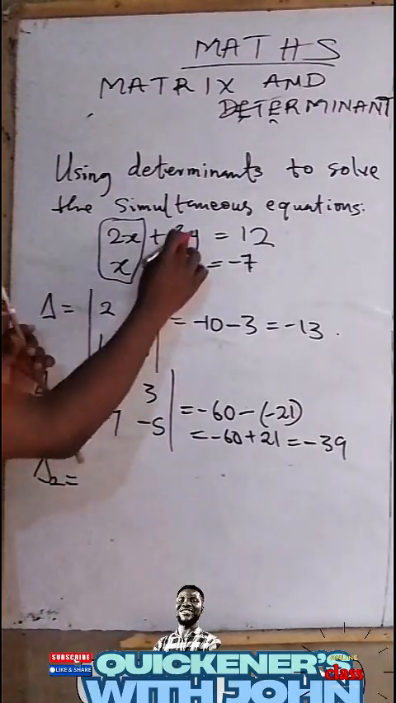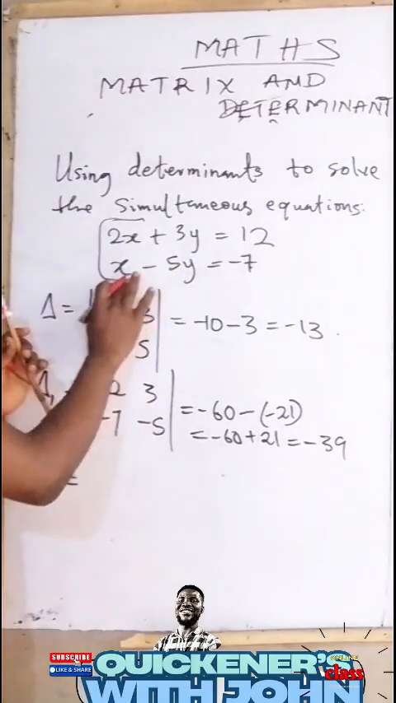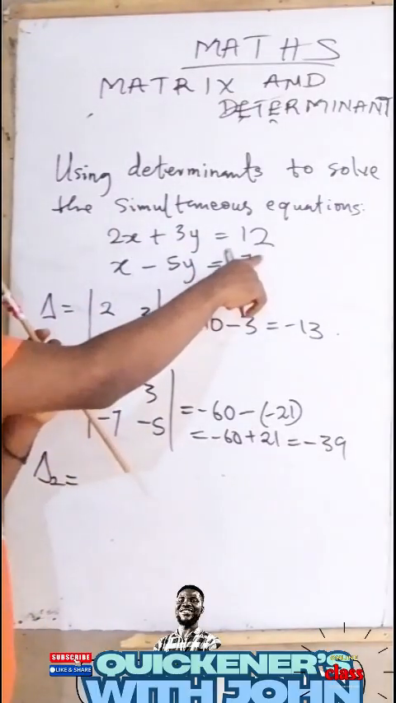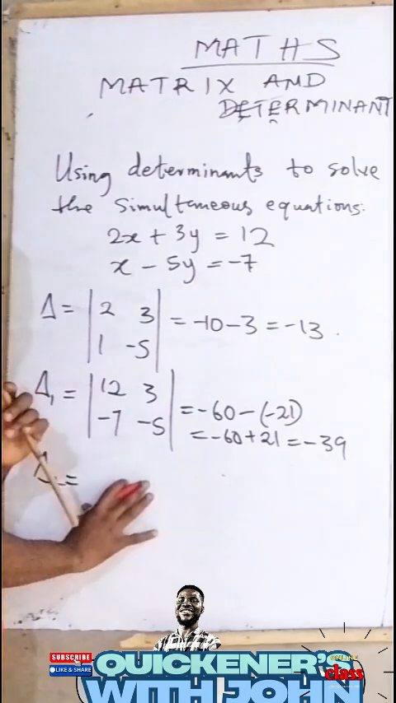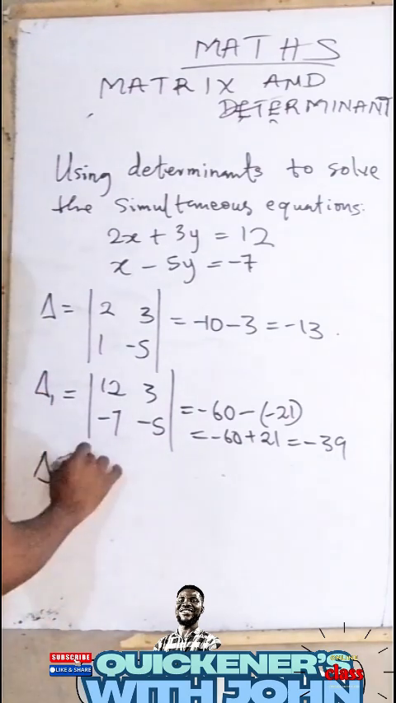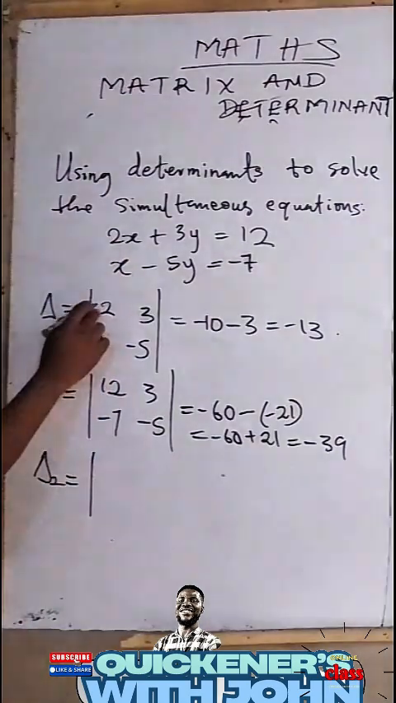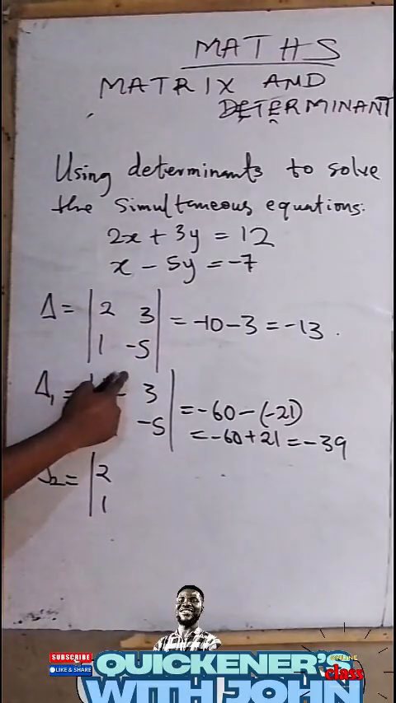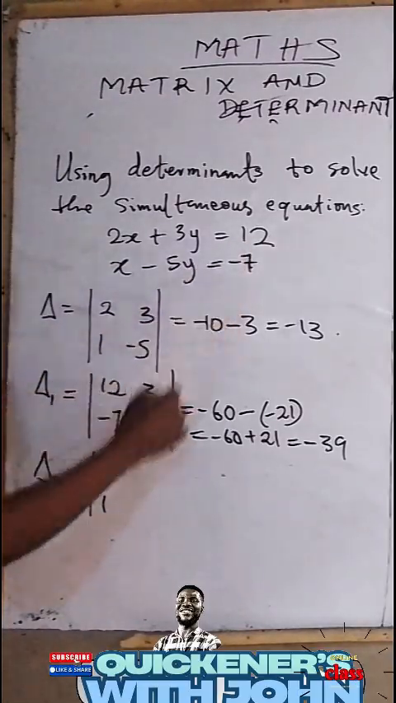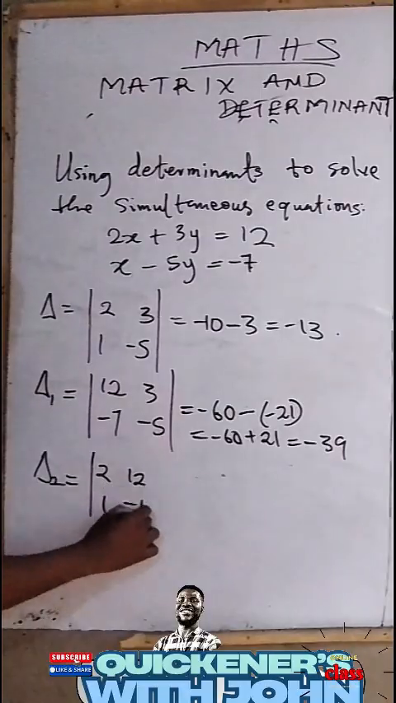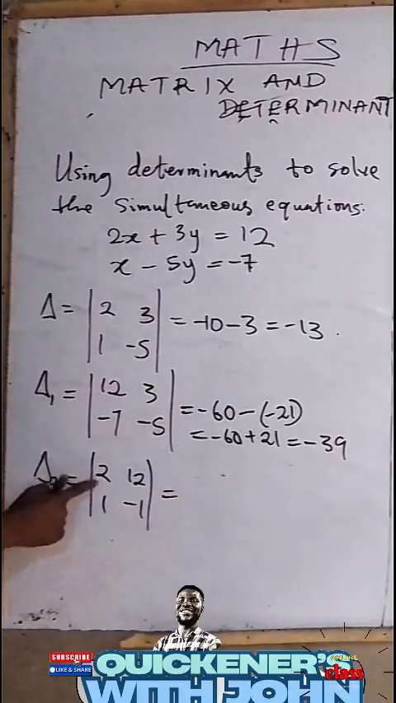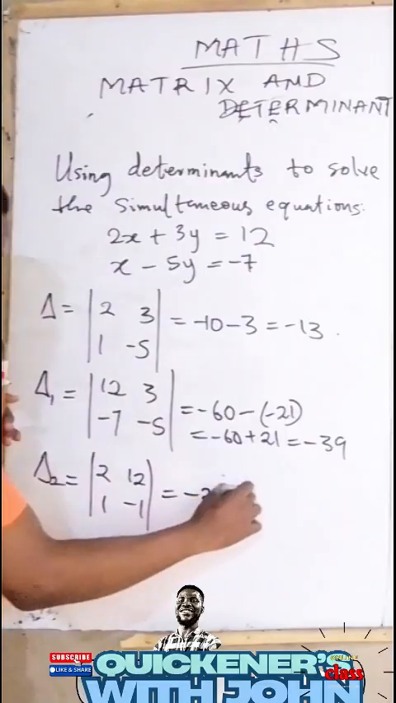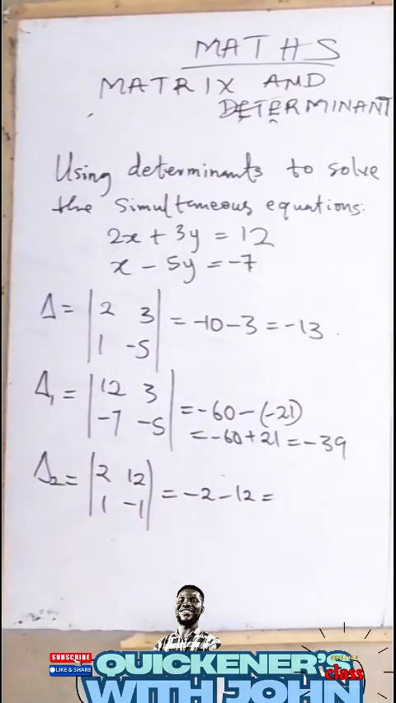So, we are replacing the coefficient of this y in our next square matrix. So we have 2 and 1. We are replacing this 3 and minus 5 with 12 and minus 7. So what do we have now? 2 times minus 1, that's minus 2. Minus 12 times 1, that's 12.